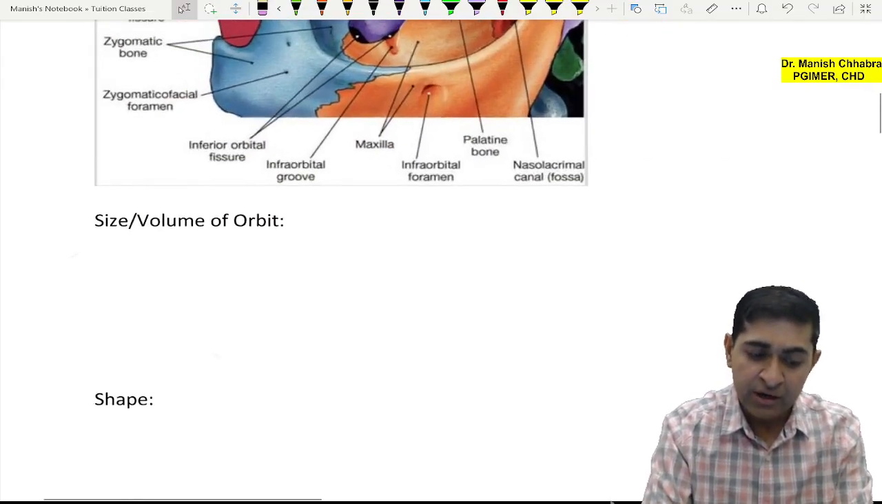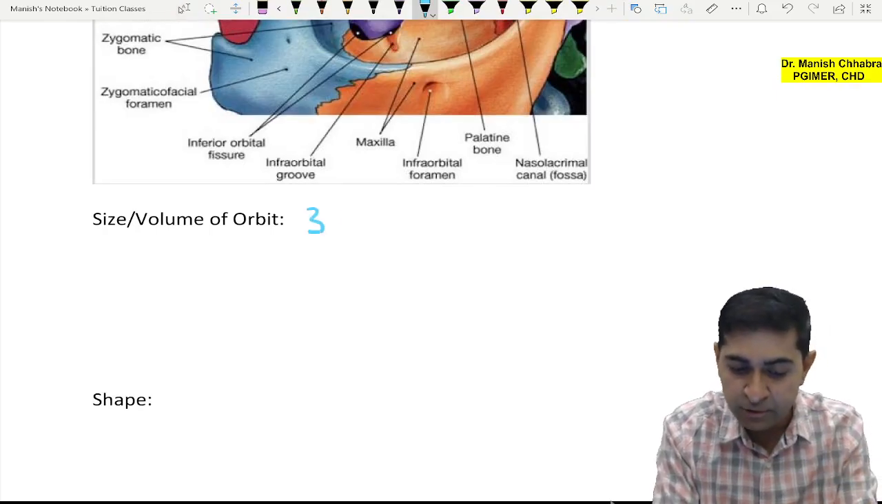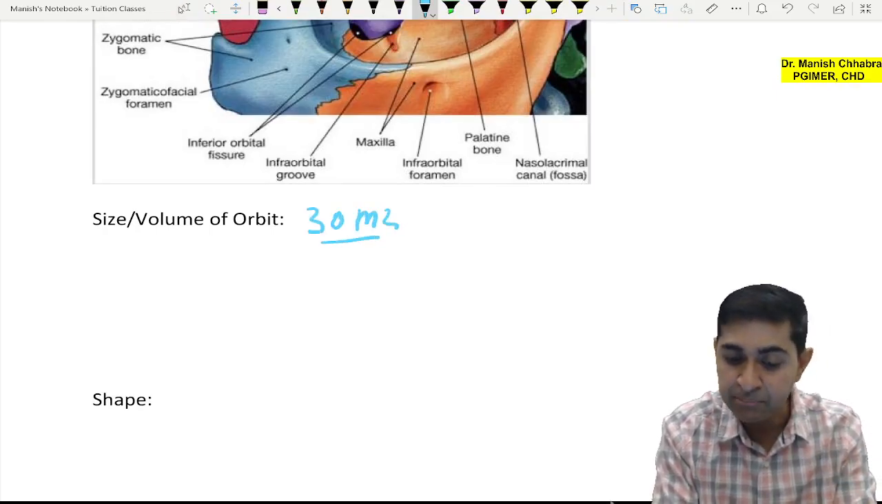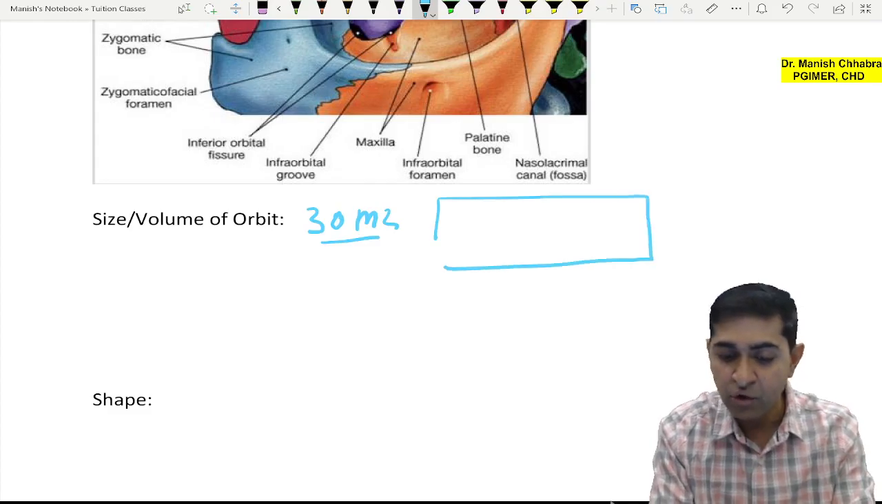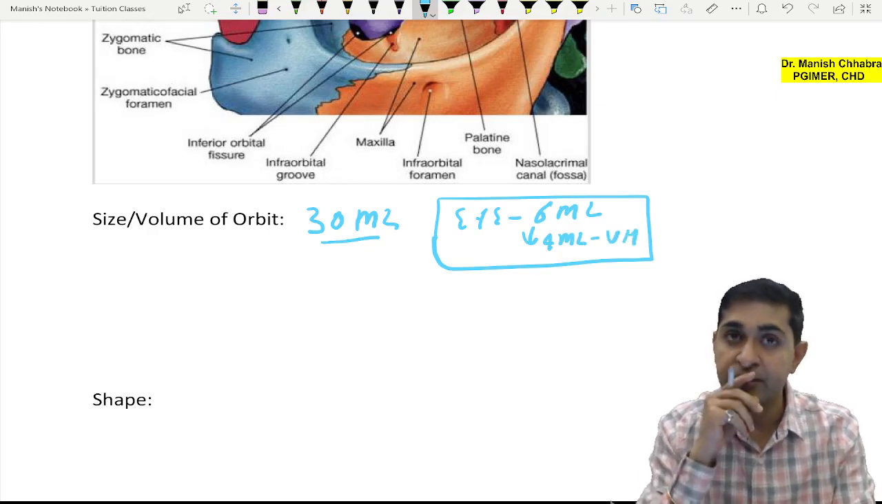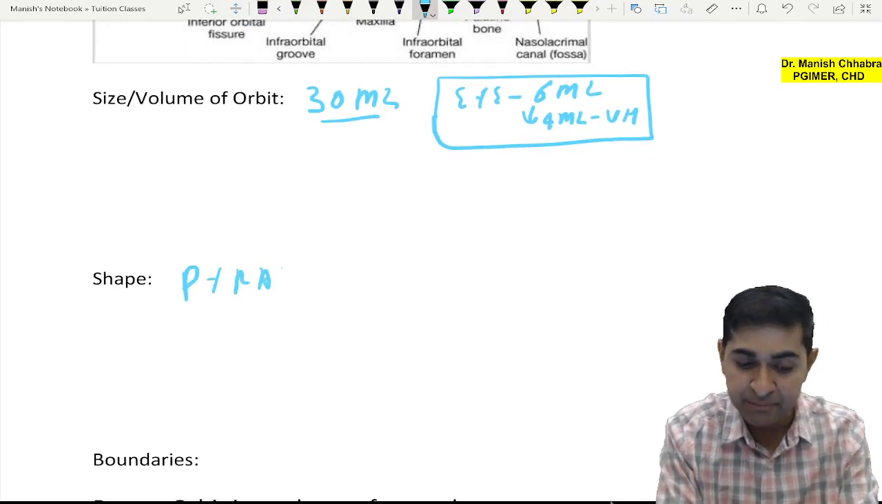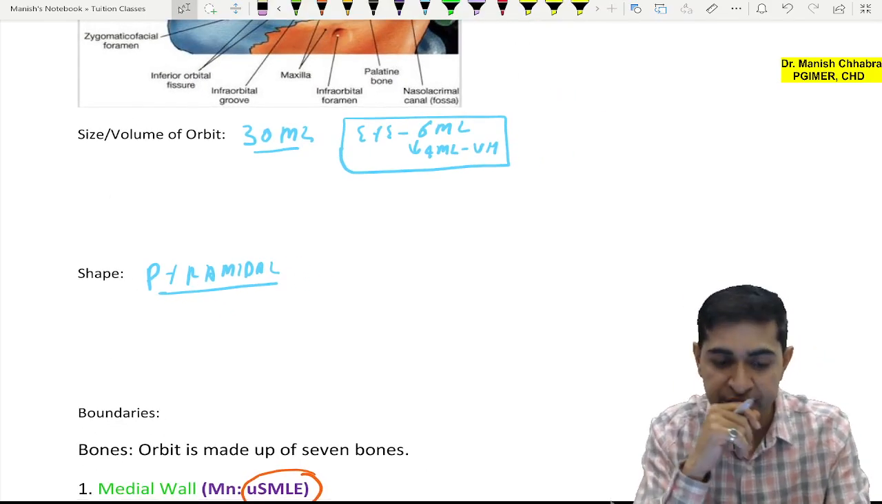Now what is the size or volume of the orbit? The volume of the orbit is 30 milliliters, but don't confuse the volume of the orbit with the volume of the eyeball. The volume of the eyeball is 6 milliliters, out of which nearly 4 milliliters is taken by vitreous humor. The shape of the orbit, I have already told you, is pyramidal.